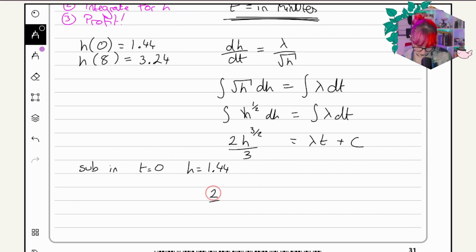Okay, so we get 2 over 3 times 1.44 to the 3 over 2 is lambda times 0 equals c. That's a gross number. Let me get my calculator out. We are allowed calculators for this. 2 over 3 times 1.44 to the power of 3 over 2. So we get c is equal to 1.152.